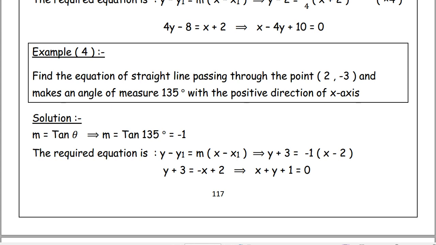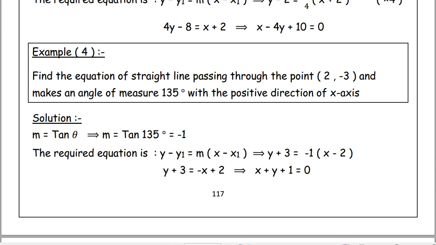So how can we get the slope? There are many different methods. We can get it from theta. We can get it from any two points the straight line passes through. We can get it from another straight line parallel to our straight line. We can get it if we have two perpendicular straight lines, one of them is what we need and the other is given. Many different ways. In this example, we will find the slope from theta.